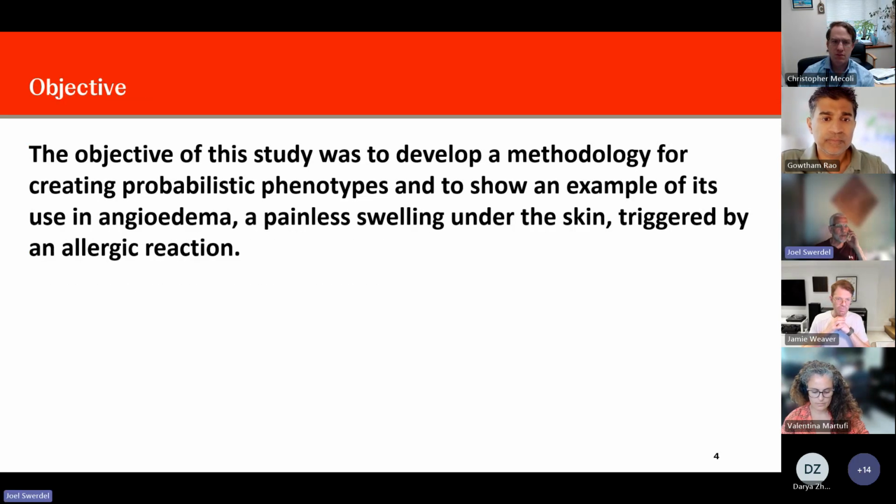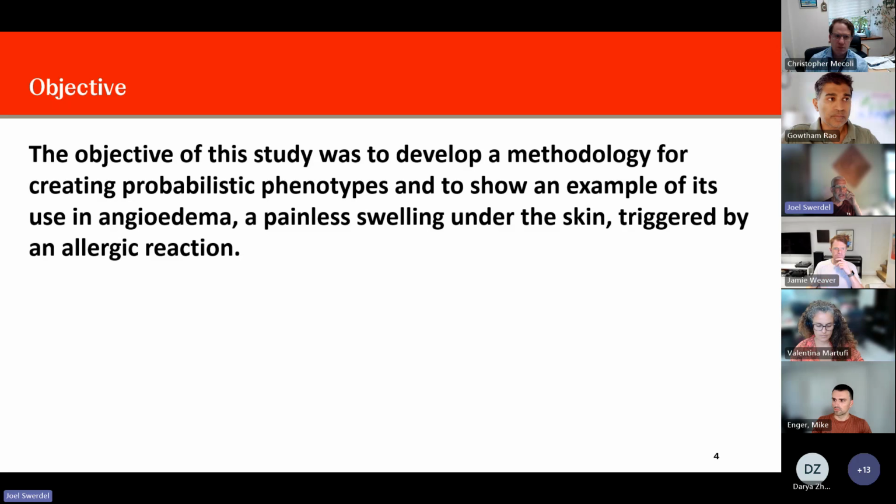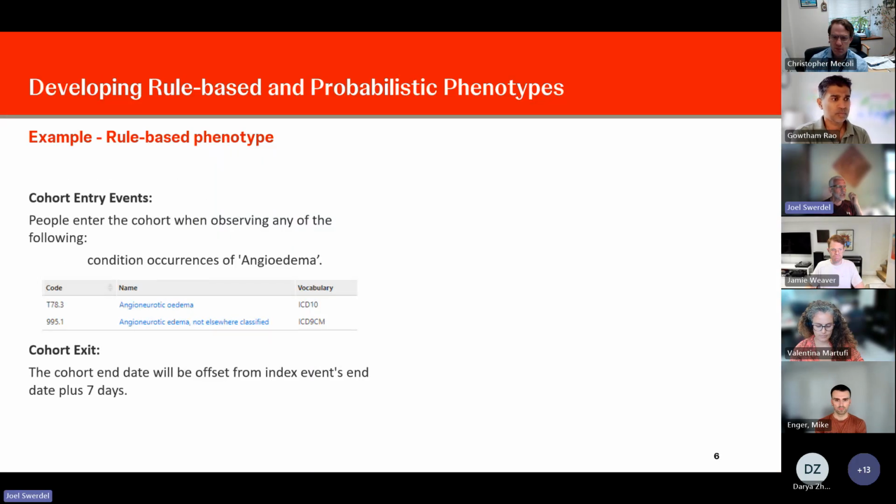The goal for this study was to test probabilistic phenotyping as a methodology. And in this case, I'm going to be showing an example of it in angioedema. Angioedema, for those who don't know, is what's called a painless swelling under the skin triggered by an allergic reaction. Now the methods.